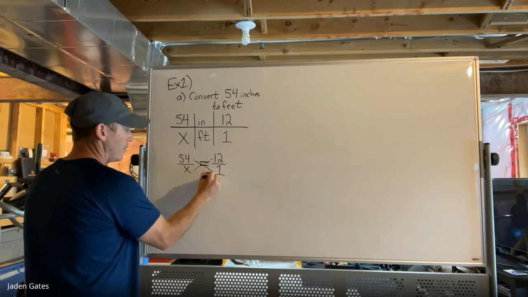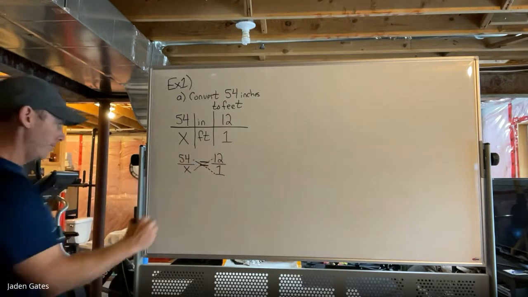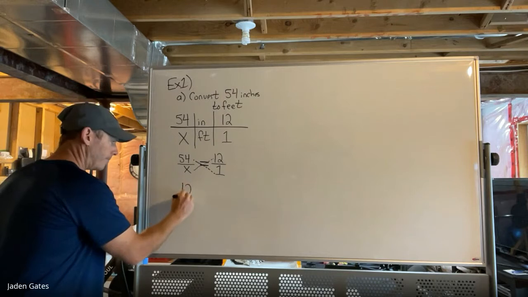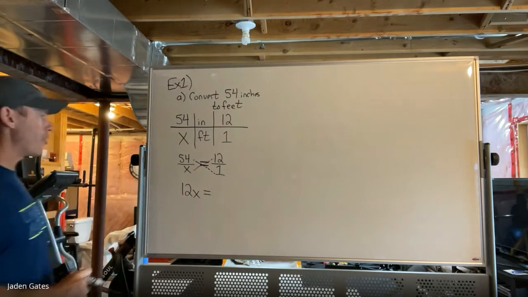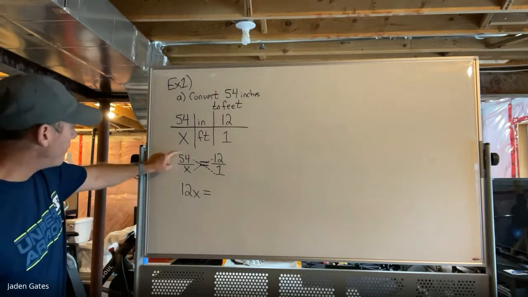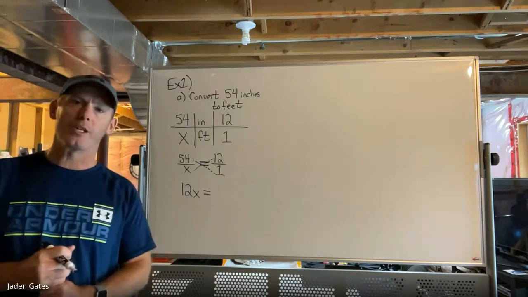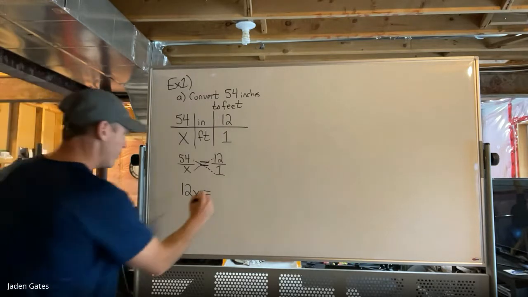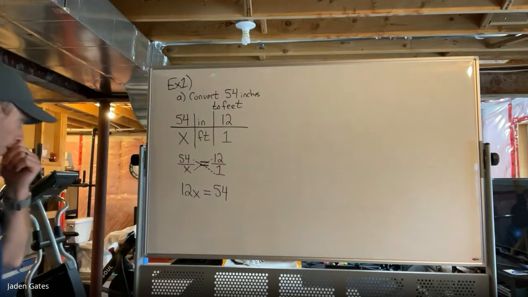Which means I'm going to go x times 12, which is 12x, equals the other part of the cross multiplying, 54 times 1. Well, anything times 1 is just itself. So 1 times 54 is 54.